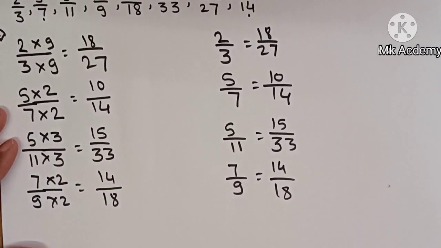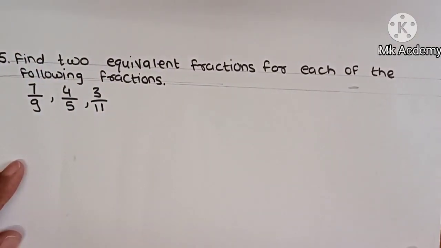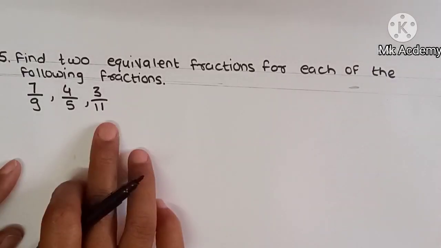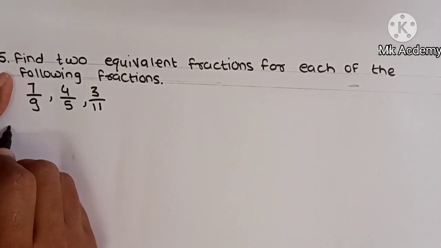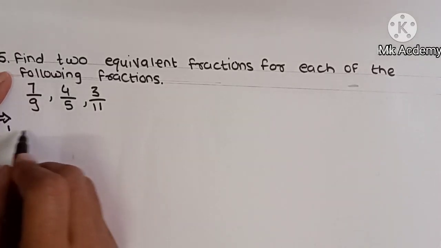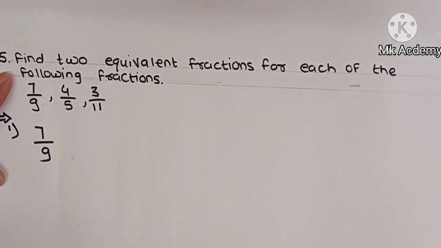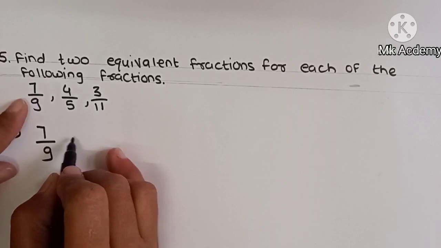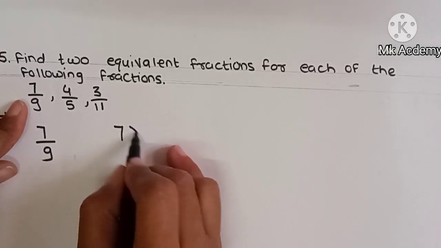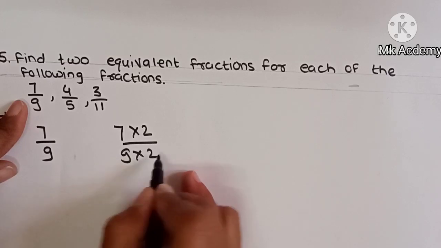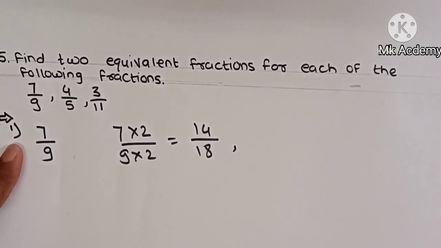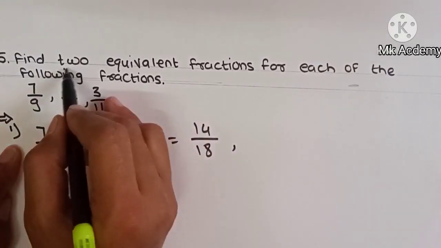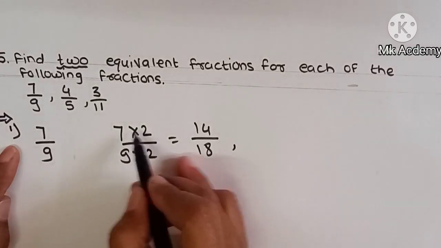Now question number 5. Find two equivalent fractions for each of the following fractions. Now we have been given these fractions and we have to find equivalent fractions. Now the first fraction is 7/9. To find an equivalent fraction, we first multiply by 2. 7 times 2, 9 times 2. We get 14/18. 14/18 is an equivalent fraction. Now we have to find two equivalent fractions.